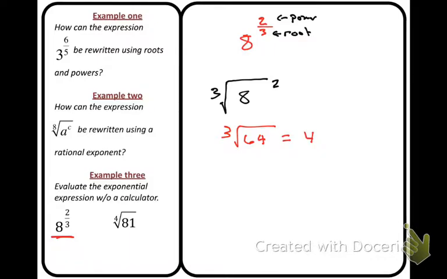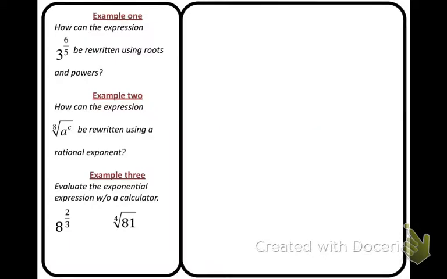Okay, and example 3, part 2. We have the 4th root of 81. And we don't have any powers here, so 81 is not raised to any power. Since that's a 4 on the outside, we're looking for a number times itself 4 times that is equal to 81. And you might have to play around and guess a bit to find the answer.